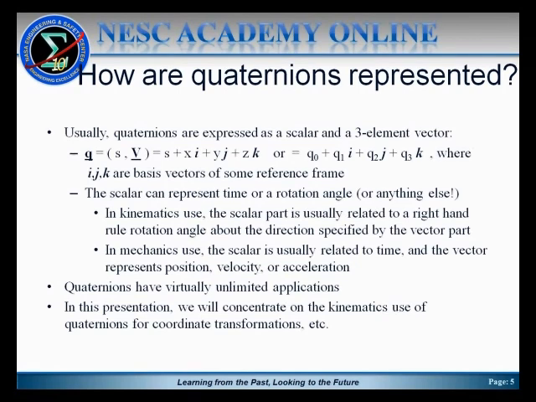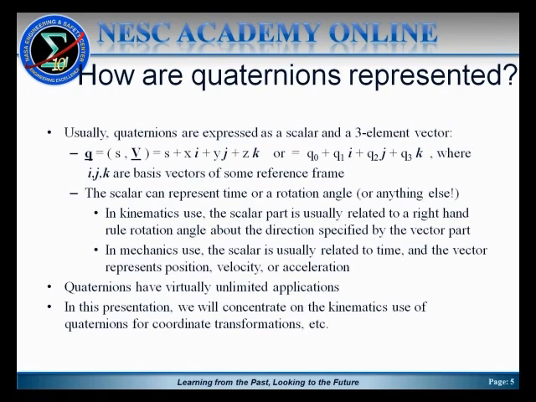In kinematics use, the scalar part is usually related to a right-hand rule rotation angle about the direction specified by the vector part. In mechanics use, meaning something like Einstein's theory of relativity, the scalar can be related to time, and the vector part would represent position, velocity, or acceleration. So the 4 elements of that quaternion represent the 4 dimensions of space and time. And reportedly, Einstein actually used quaternions in his development of the theory of relativity.